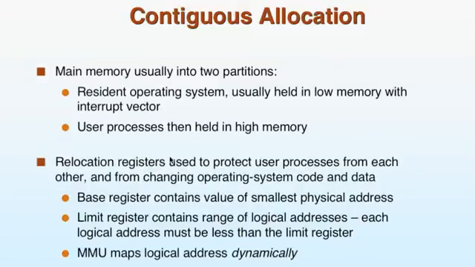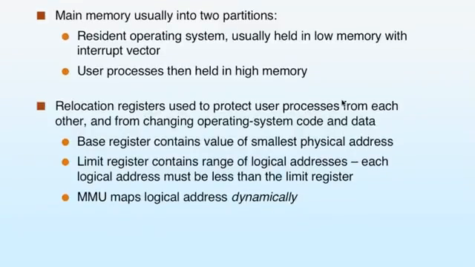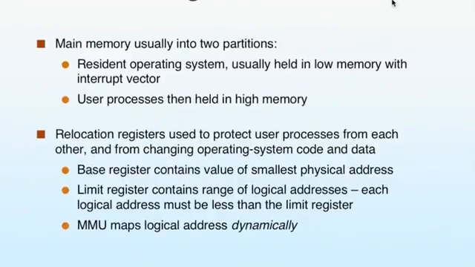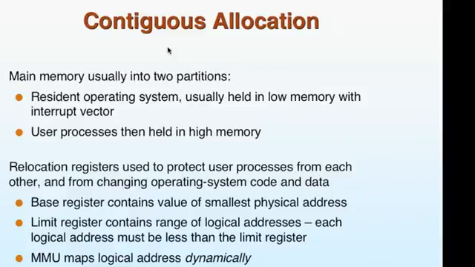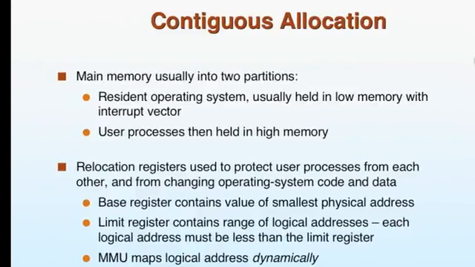So the relocation registers are used to protect the user processes from each other. We set a register so we know when one process ends and the other one starts, so we can manage the memory that belongs to each one of the processes without writing or reading into each other's space. And then we can change the operating system code and data that's associated with it. The base register contains the value of the smallest physical address. The limit register contains the range of the logical addresses. Each logical address must be less than the limit register, obviously. The MMU manages everything dynamically. The MMU is going to build it at runtime while the program is running.